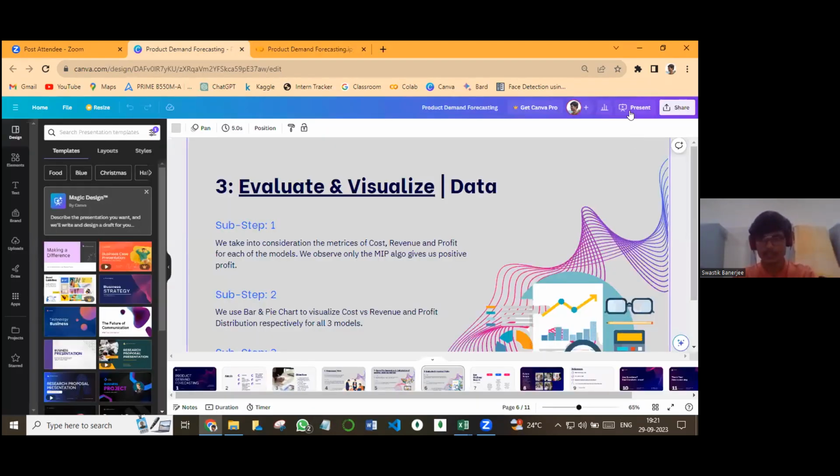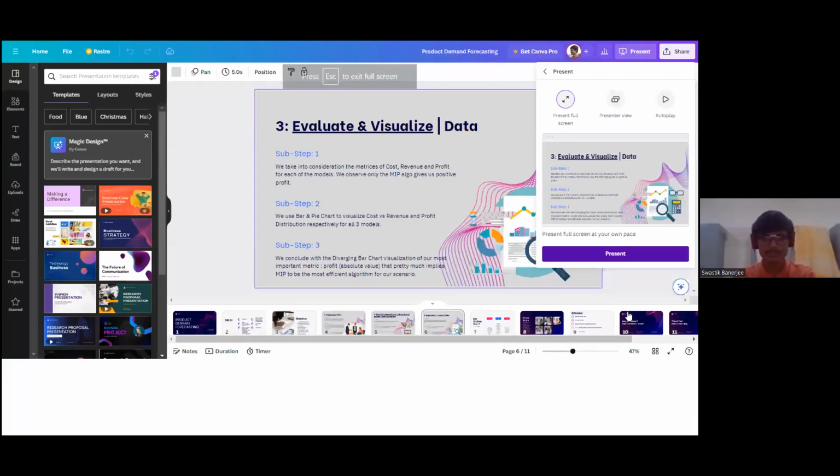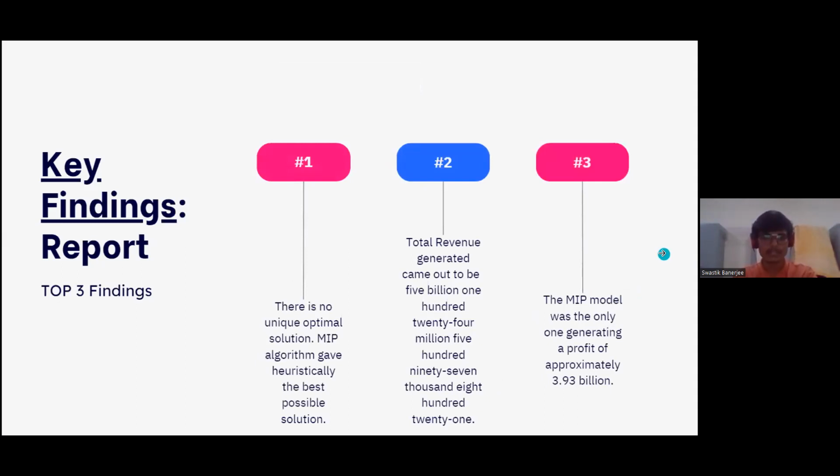Okay, so what we can conclude from our report, as you can see, is that there are three key findings. There is no unique optimal solution. The MIP algorithm gave the heuristically best possible solution.